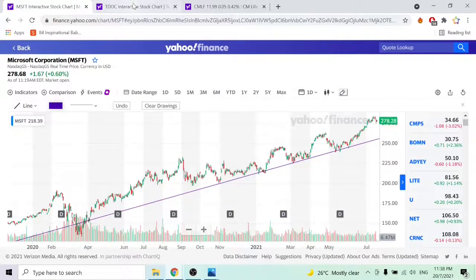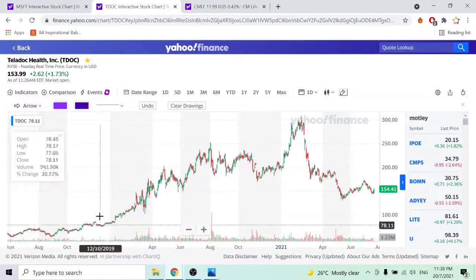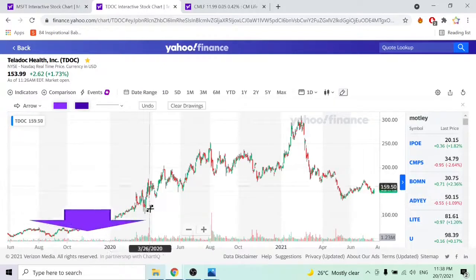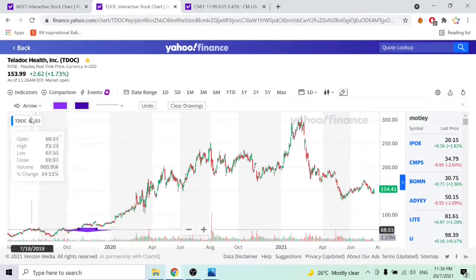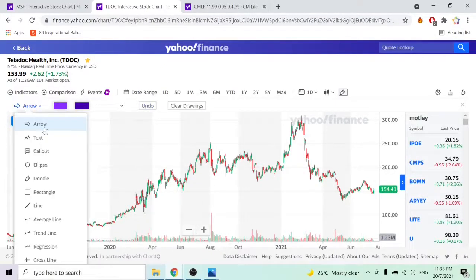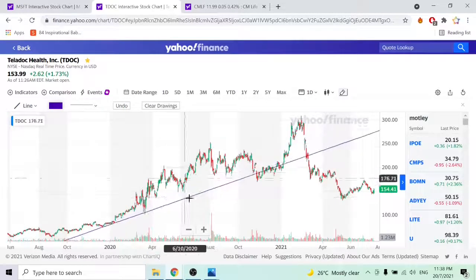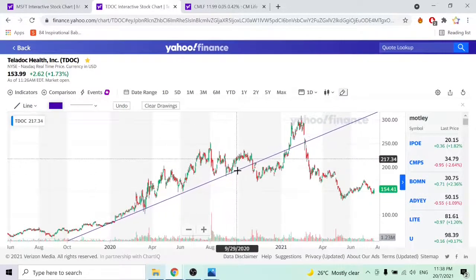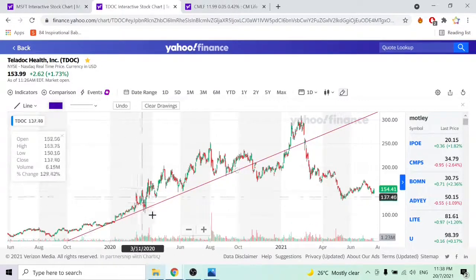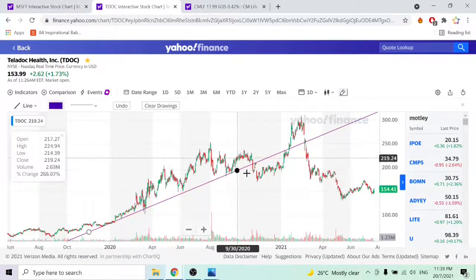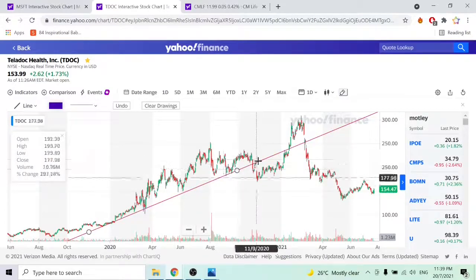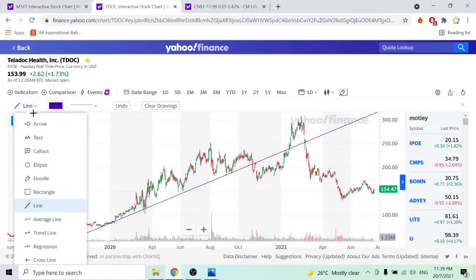Another one I want to show you will be Teladoc company, where let's draw an uptrend line here. This is an uptrend line. You could see this is the lower low and higher low, the lower low and the higher low. This point actually breaches this uptrend line, as you could see. So let me draw an arrow here.